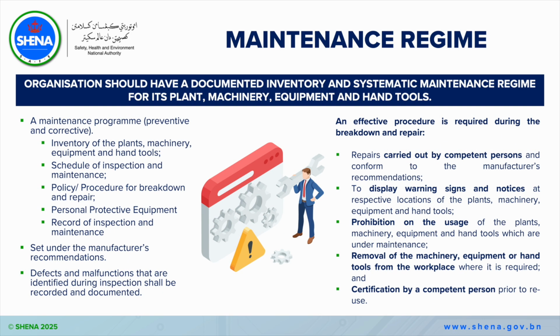A proper maintenance regime is crucial to ensure the safety of all plant, machinery, equipment, and tools. Organization must have a documented preventive and corrective maintenance program, which includes regular inventory checks, inspection schedules, repair procedures, PPE usage, and maintenance record. All maintenance must follow the manufacturer recommendation, and any defects must be documented.